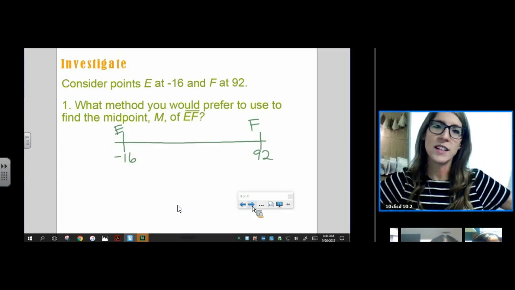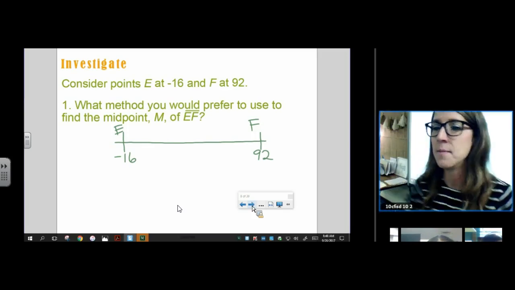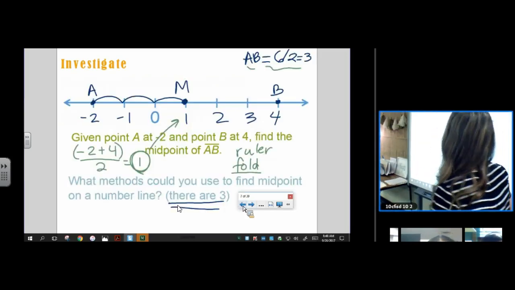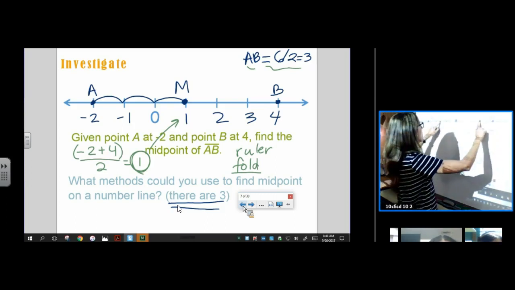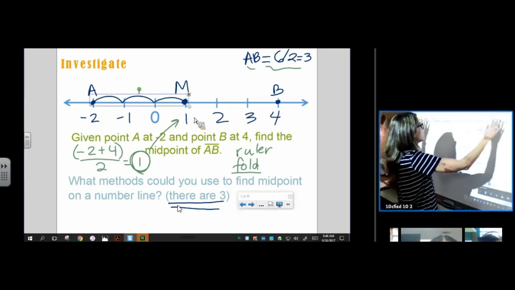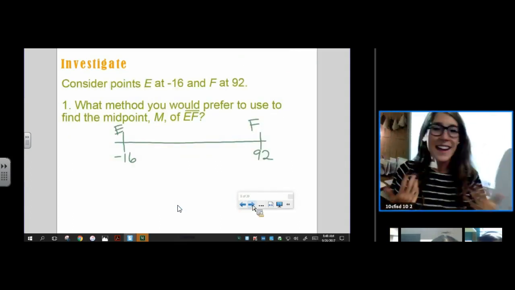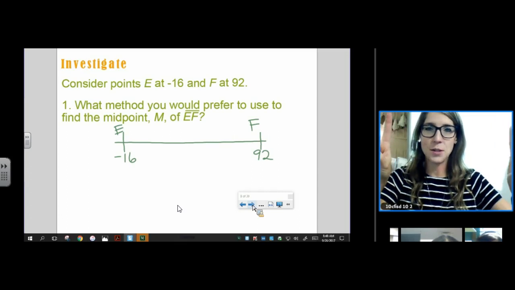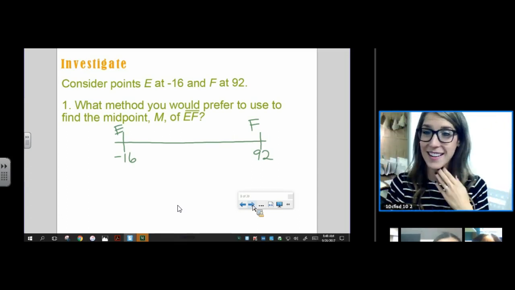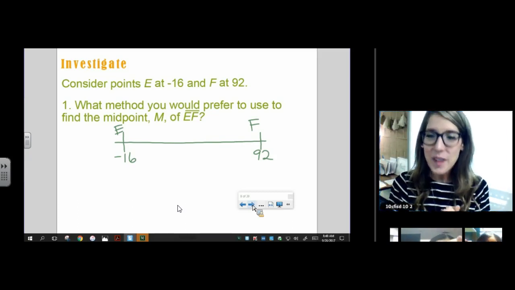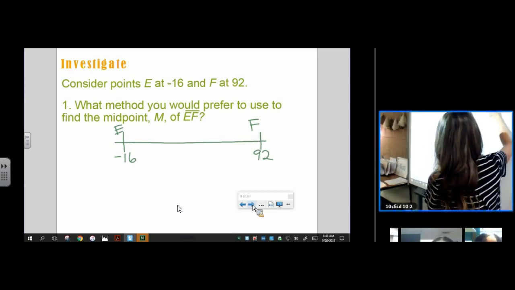Folding it, if this was drawn to scale and it was too big, we wouldn't be able to fold it. On this last one, if you put your fingers at A, B, and went 1, 2, 3, moving toward M, that's not feasible here. You can't put your finger on 92 and negative 16 and start counting inward until you meet up. You'd be here forever.